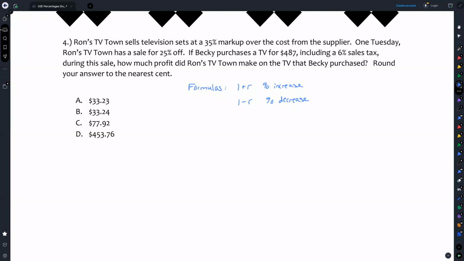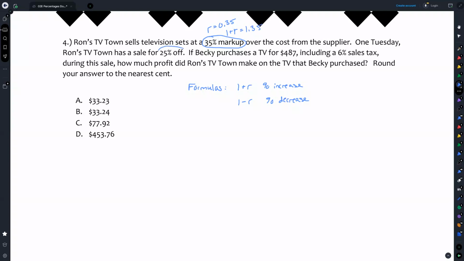And I see I'm going to have to do that 3 times in this question. The 35% markup, right? In that case, your R is 0.35. R is your percentage in decimal form. It's a markup. This is a percent increase. So 1 plus R is going to be 1.35.